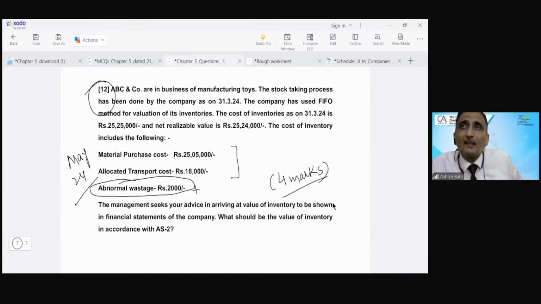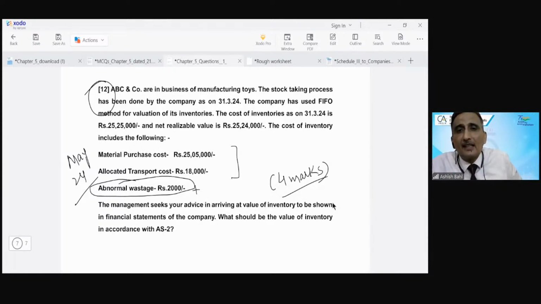followed an appropriate method in accordance with the accounting standard, and the cost of inventories as per AS2 is calculated as under: material purchase cost plus costs which are necessary for bringing the inventories to its location. So allocated transport cost is included in the cost of inventories, however abnormal wastage is not to be included, and other general administrative expenses are also not to be included.